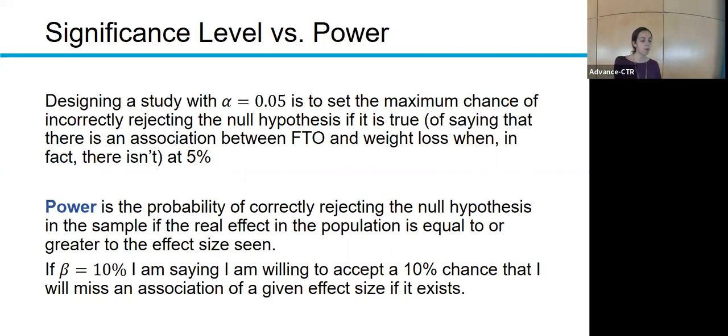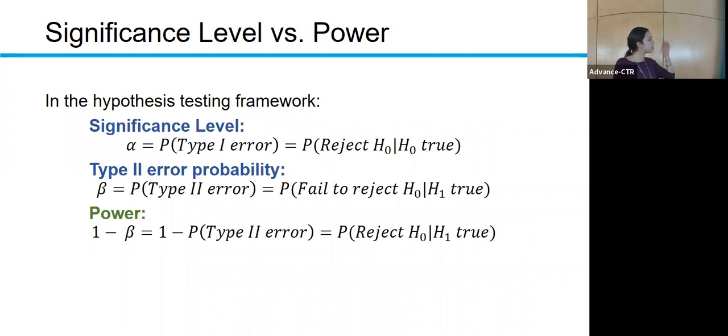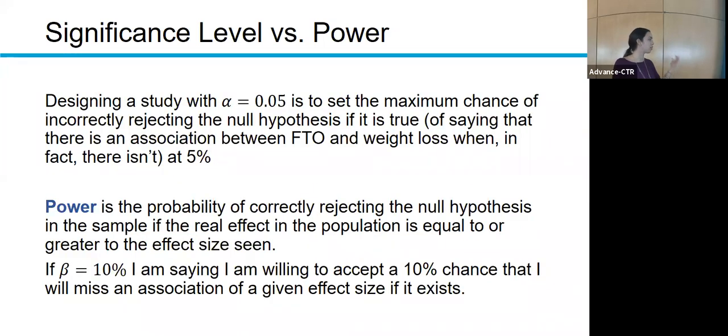And what having a power of 90% or a beta of 10% is equal to is that you're saying that you're willing to accept a 10% chance of missing an association of some effect size when it in fact does exist. So again, this beta is the probability of missing the association when it in fact exists, or failing to reject the null when the alternative is true.